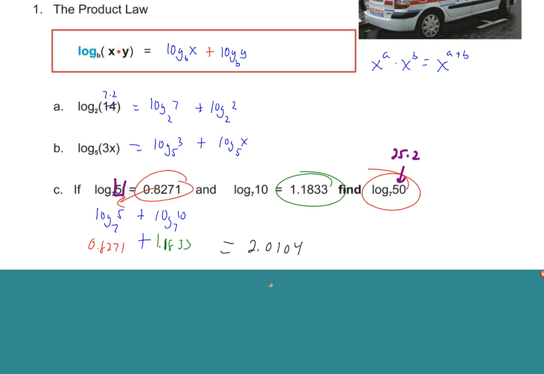But they gave what the log of 5 in base 7 is. It's this value. And they gave what the log of 10 in base 7 is. It's this value. And because they gave you those values, you'd much rather want to use 5 and 10 for this specific situation, because those are the values they gave you. Okay.